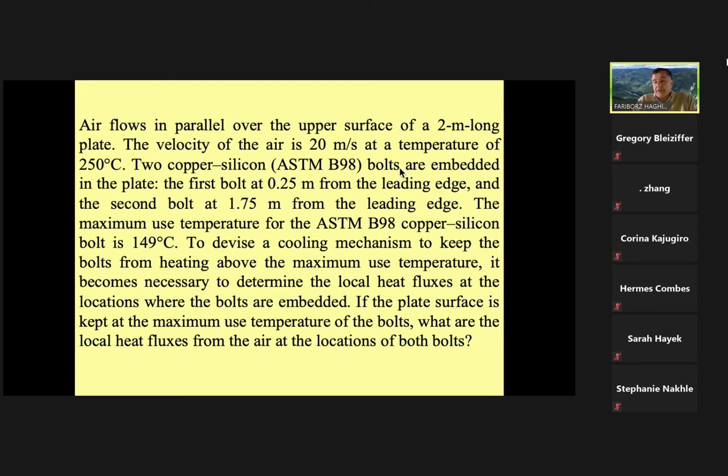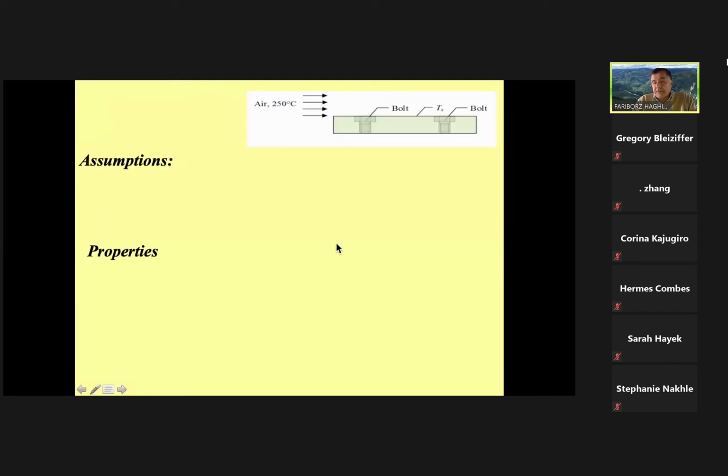Therefore, I have to go back, again, we are dealing with air. This is the case that we have. Air is coming here with a certain velocity mentioned. This is the first bolt, and this is the second one. The location from the edge here is 25 centimeters, and the second one is 175 centimeters. We know the air is 250, and the bolt here is assumed to be 149.